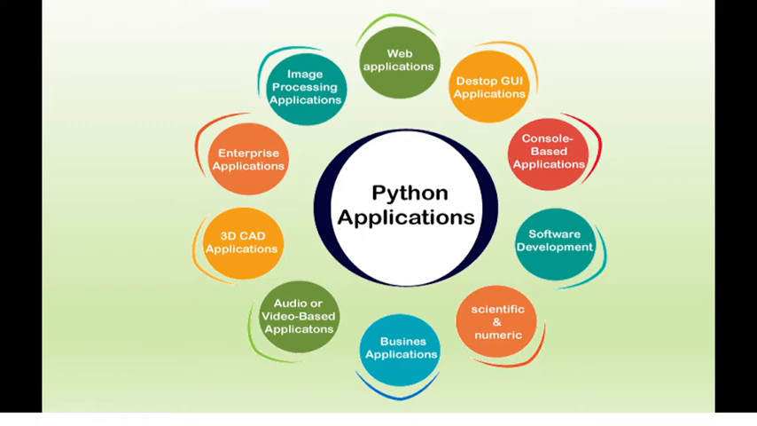Next is artificial intelligence and machine learning applications. There are a large number of open source libraries which can be used while developing artificial intelligence or machine learning applications. Python is also used for desktop GUI.